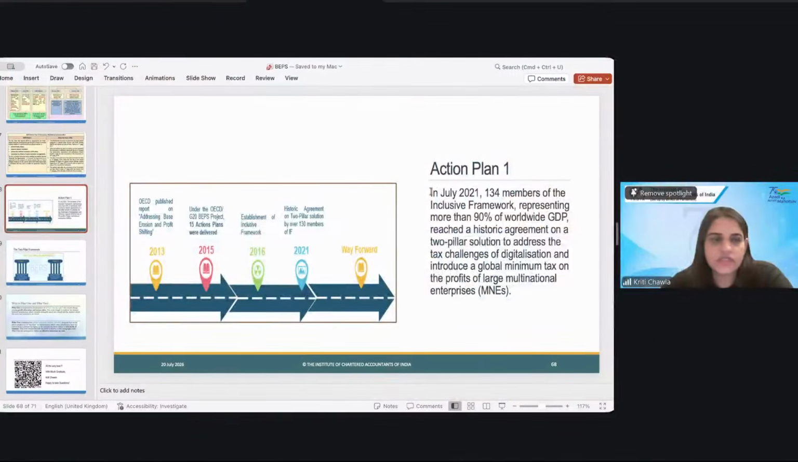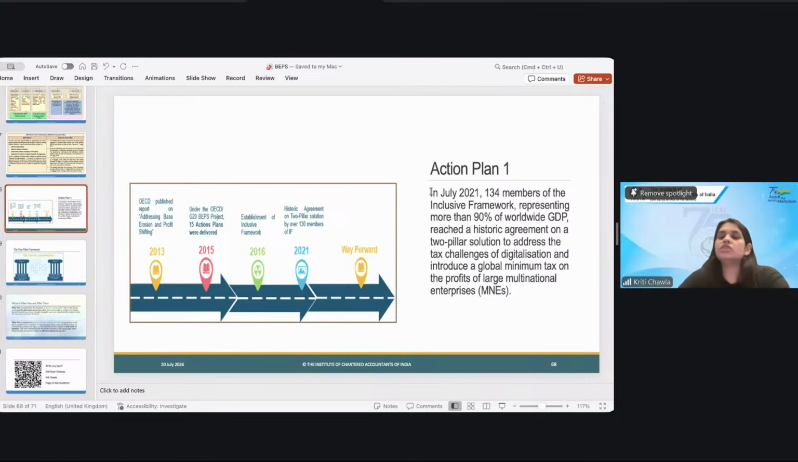And we were discussing all the action plans of the OECD BEPS action plan. This is, as I mentioned, one of the action plans that we will be discussing in detail, which is action plan 1. I will be taking you through the chapter on latest developments in international taxation to discuss what were the latest developments as far as action plan 1 is concerned.